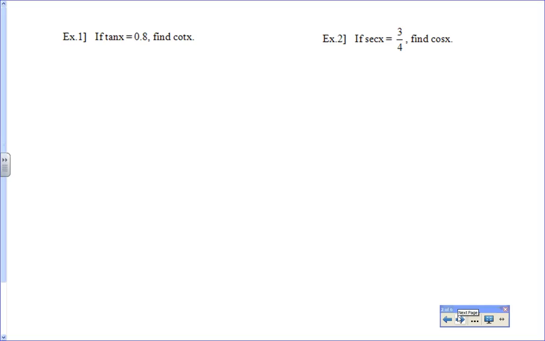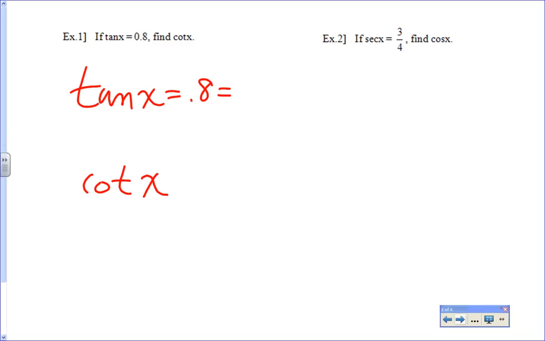So with that in mind, if tangent of x, again, it does have to be the same angle, is equal to 0.8, what I would like you to tell me, without the use of a calculator, is what would cotangent then need to be? Now we don't even know necessarily what quadrant this is in, correct? But tangent and cotangent are positive and negative in all the same quadrants. Now I would look at it this way: how would you read that number to somebody if you had to read it to somebody?